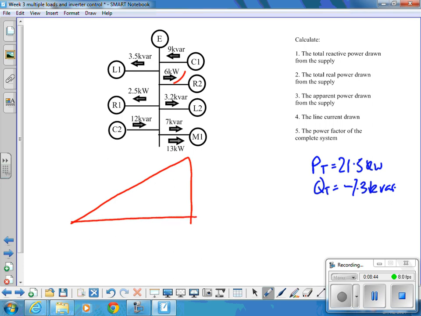like so. We've got P here, which is equal to 21.5 kilowatts. We've got Q here, minus 7.3 kVAr. We want S. Yep. So you can get a lot from this trigonometry, triangular relationship here.